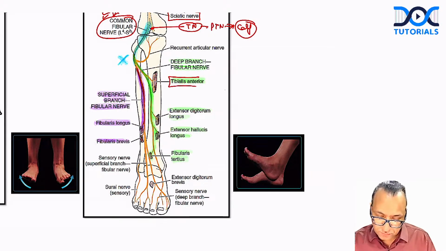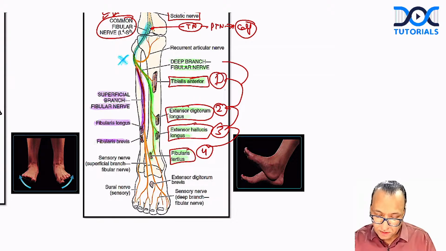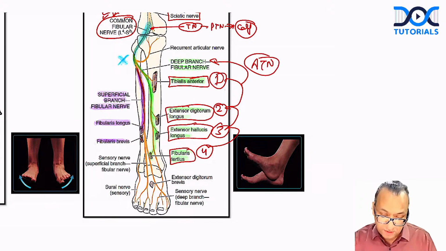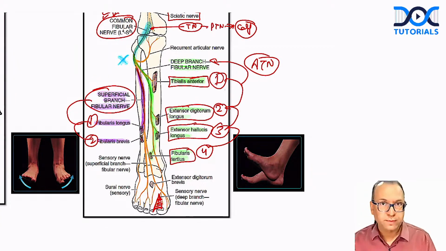The first muscle is tibialis anterior. Second is extensor digitorum. Third is extensor hallucis. And fourth is peroneus tertius, all supplied by the deep peroneal nerve, which is also called the anterior tibial nerve. I have discussed, otherwise, this 1 and 2 are supplied by the superficial peroneal nerve. Also remember that the dorsum of the first web space, which is L5 dermatome, is supplied by the deep peroneal nerve. Otherwise, most of the skin on the dorsum of the foot is supplied by the superficial peroneal nerve.